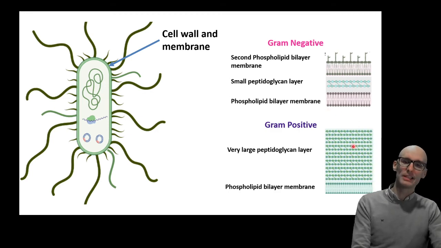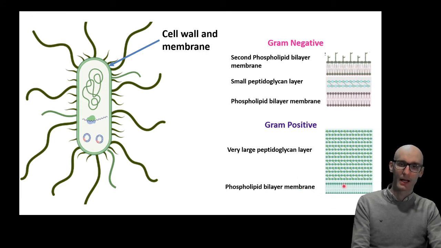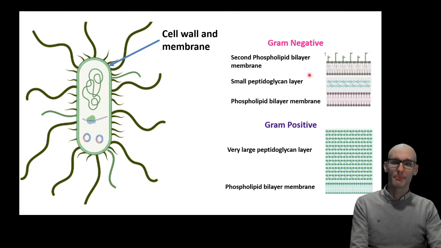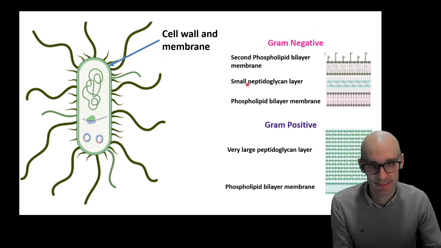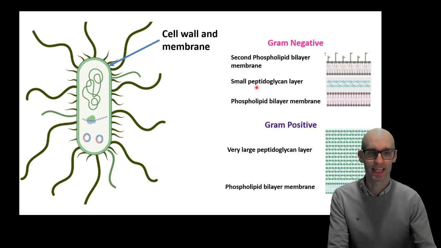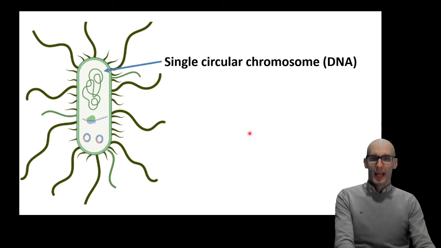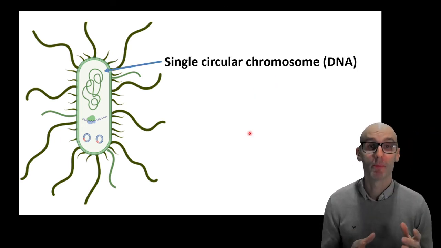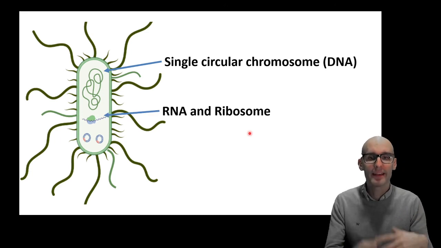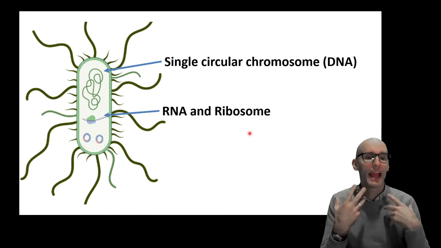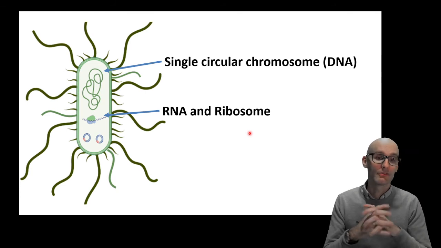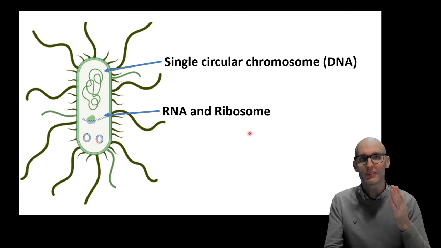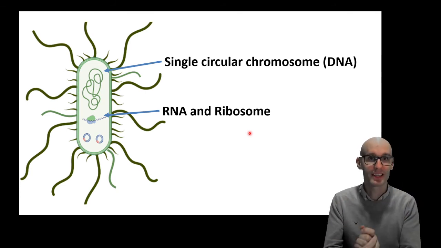Gram-positive has a very large peptidoglycan layer there, and then just a single phospholipid bilayer. And because this is E. coli, it's going to be gram-negative in this example, because they have gram-negative bacteria. Next up, we have that circular chromosomal DNA, and that gets transcribed into RNA, and then that goes on to ribosomes, and the ribosomes turn that into protein in a process of transcription and translation.